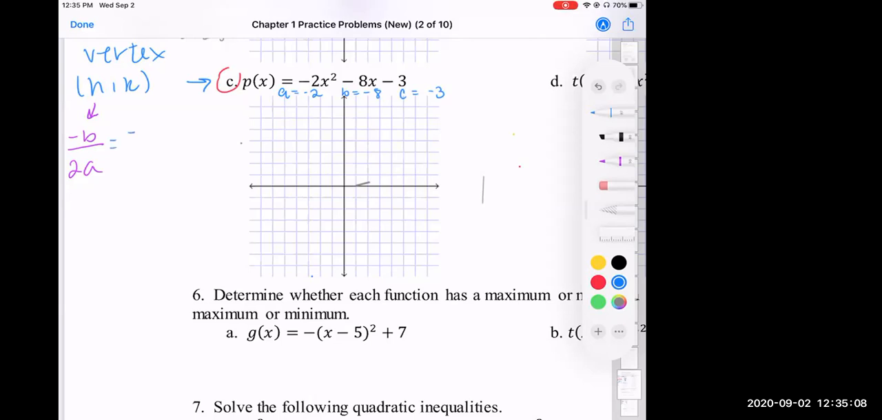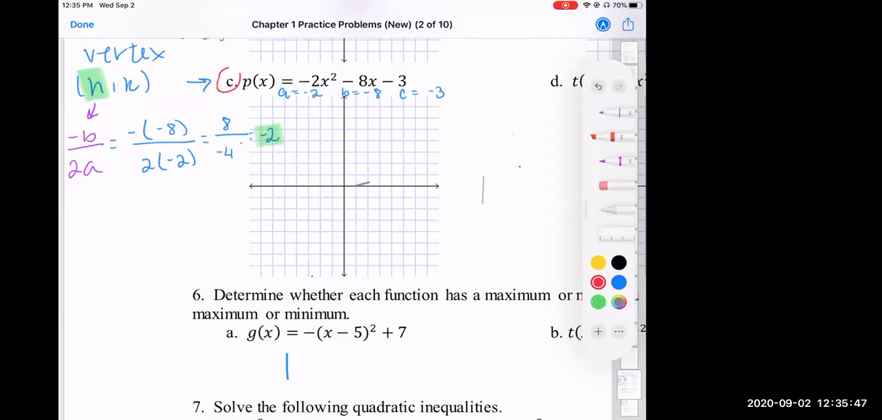So I have negative, and my B is -8, divided by 2 times A, and A is -2. All right, so if we work that out, a negative times a negative gives us a positive, so we have +8 divided by 2 times -2, which is -4. This gives us -2. So that's a big piece of my vertex. That's my H. Now to find my K, I have to plug it back in and see what my answer is. Okay, let's do that.